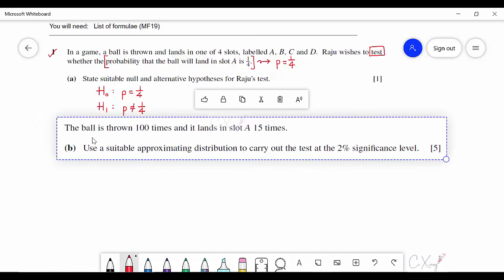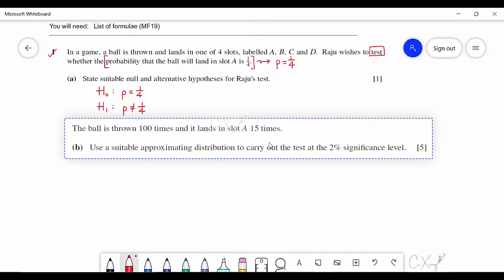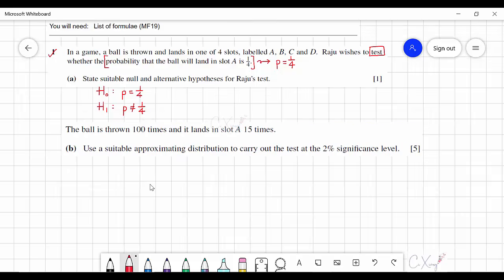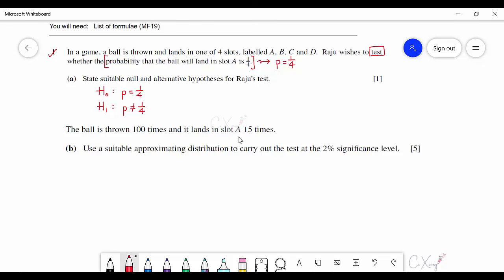For the next part here, they give us some extra information. The ball is thrown 100 times and it lands on slot A 15 times. The 15 times will be the observed value that we are going to use to calculate the p-value or maybe the critical value later. From here, n is 100, and landing on slot A means later you want to use p equals to 1 over 4 to do the testing.